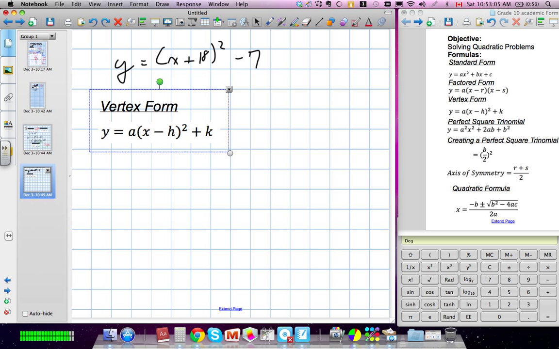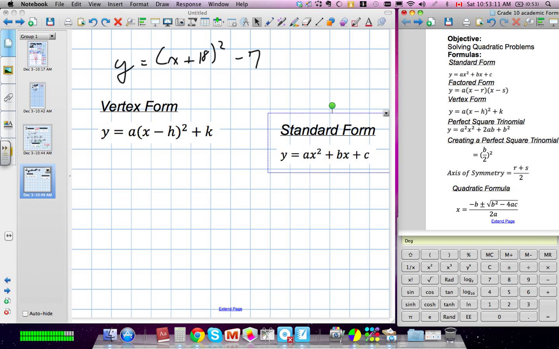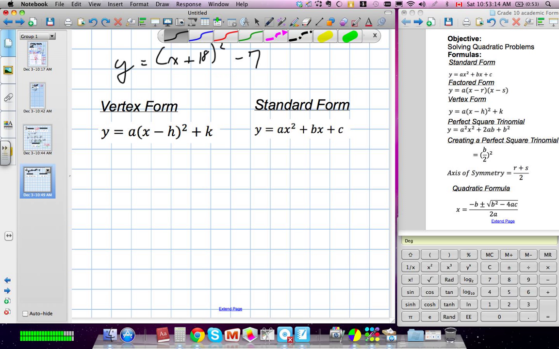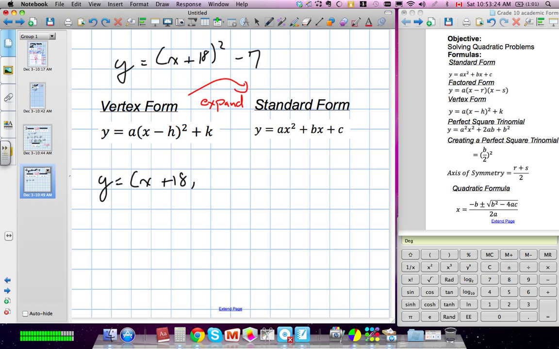Y is equal to x plus 18 squared minus 7. So because it's squared, we multiply the brackets by themselves. Minus 7. We do FOIL, we'll get x squared. What's x times positive 18? And then 18 times 18, 324. So plus 324 minus 7.